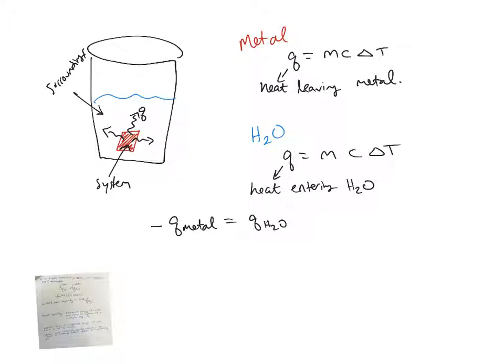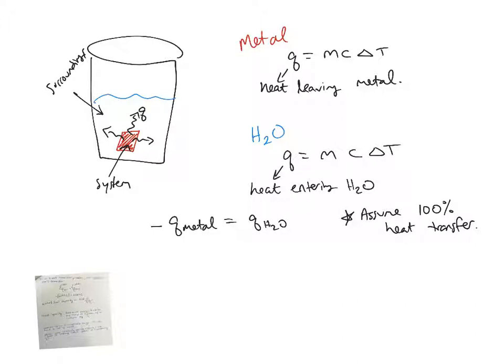It doesn't matter because the value you get will be correct, but they are opposites. That's the whole point. The Q, or the heat leaving the metal, is the opposite value of the Q entering the water, right? Because we assume, and this is the critical part, we are assuming 100% heat transfer, right? We're assuming that no heat is lost anywhere.